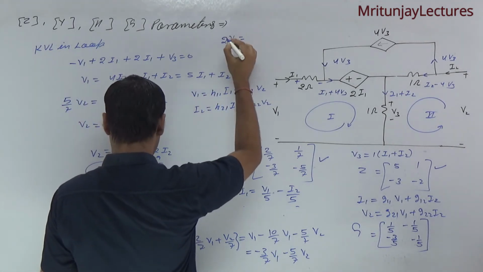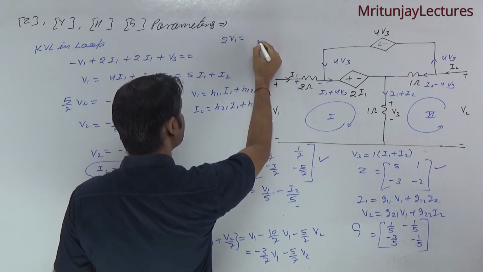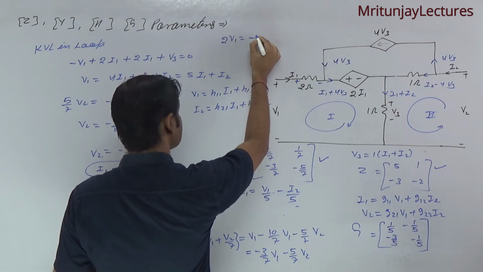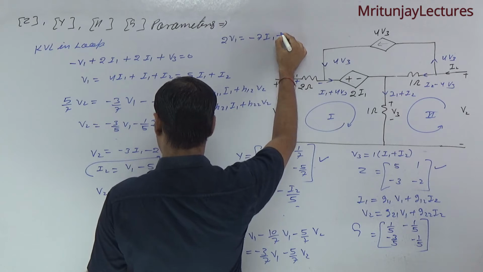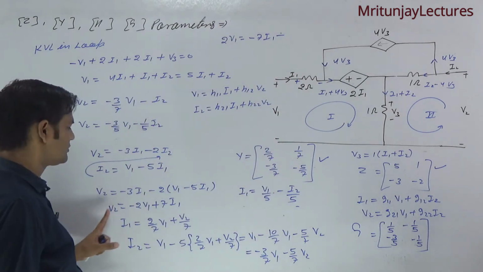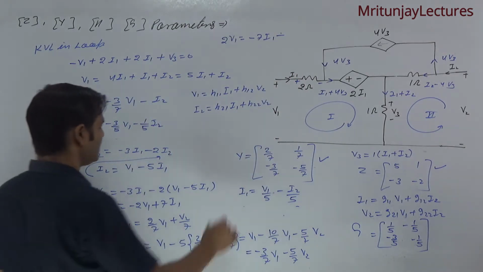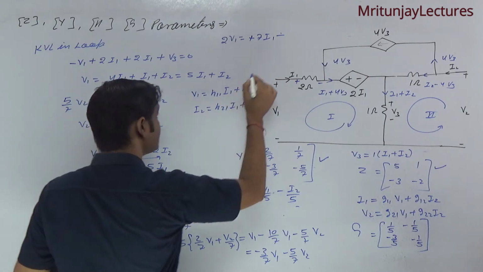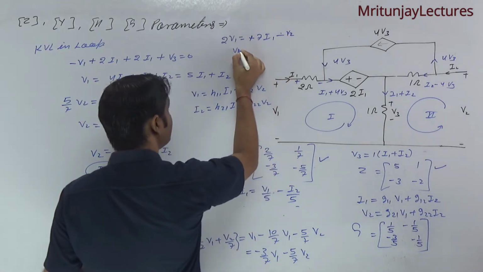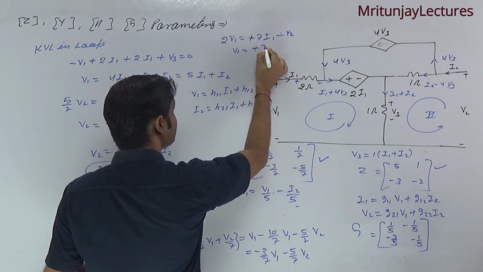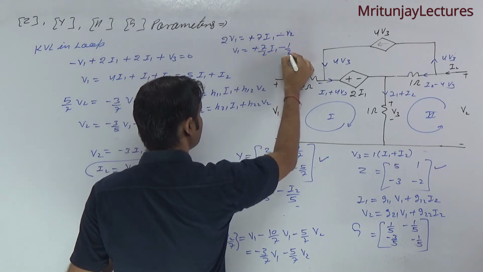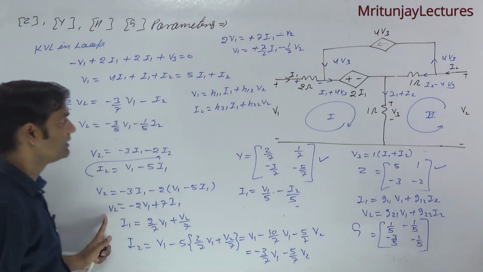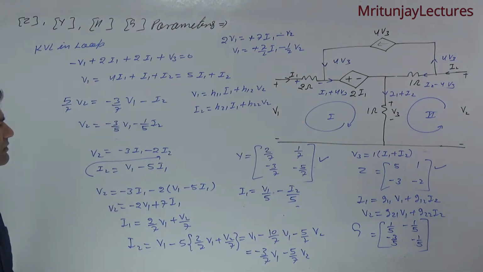2V1 will be equal to plus 7 I1 minus V2. So V1 is written as plus 7 by 2 into I1 minus 1 by 2 into V2. Okay, that is V1 in terms of I1 and V2.